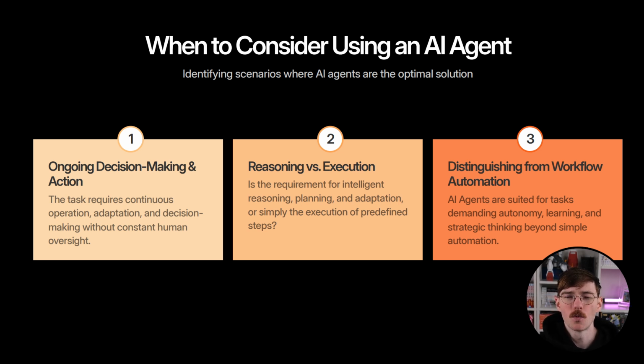And distinguishing from workflow automation. So AI agents are suited for tasks demanding autonomy, learning, and strategic thinking beyond simple automation. And we will get into things like, I'm working on a video for N8N versus OpenClaw, a very popular agent at the moment. When should you use a workflow? When should you use an agent? And it's not always separate. A lot of people use them in conjunction. We'll get more into that in a second.